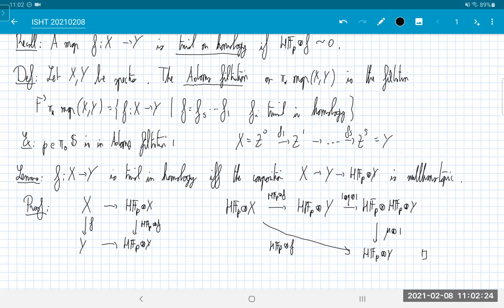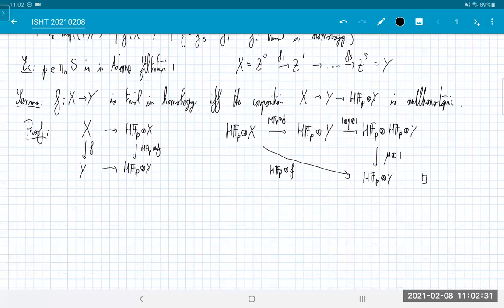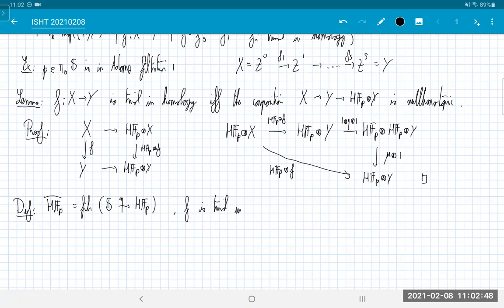And why is it that? Because this tells you that if the map is trivial in homology, it can always be written as a certain factorization. So let me define HFp bar to be the fiber of the unit map eta. Then F is trivial in homology if and only if it factors through HFp bar tensor Y. Because what does it mean to factor through the fiber? It means exactly that the composition is null homotopic.